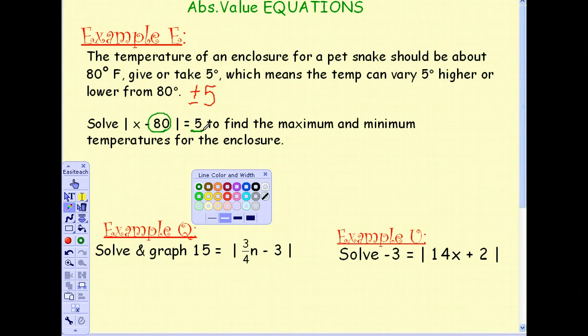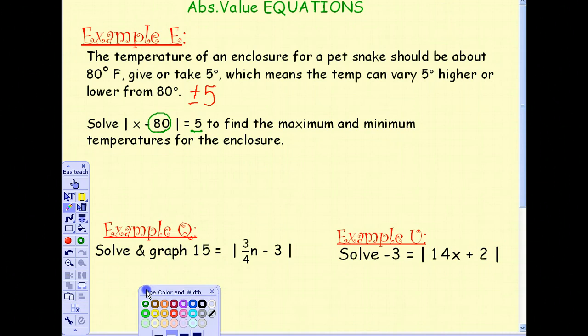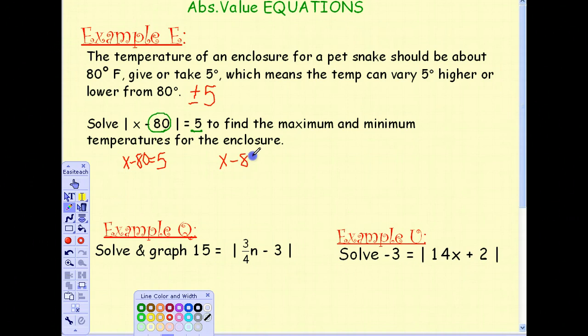Okay? So we're going to solve this using the two cases that we talked about in our earlier set of examples. The two cases for this one are the positive case where x minus 80 equals 5 and the negative case x minus 80 equals negative 5. So we have case 1 and case 2. We're going to solve these just the same. So we're looking at when this inside equation, this x minus 80 can be either positive 5 or negative 5. So we're going to solve it just like we would solve a regular one-step equation.